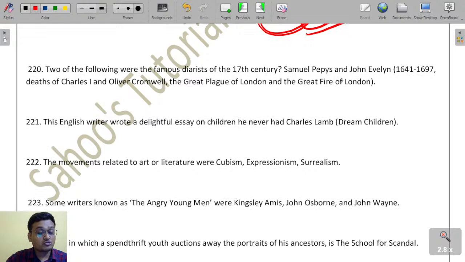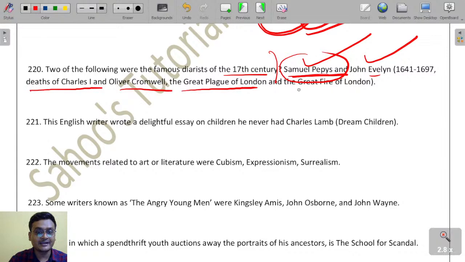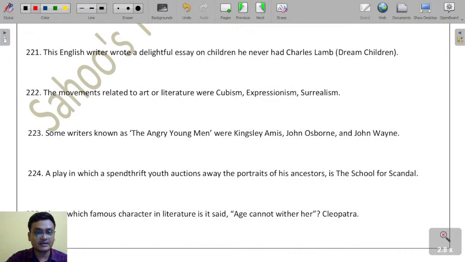Two of the following were the famous diarists of the 17th century, Samuel Pepys and John Evelyn. They are the diarists. Okay. 17th century diarist, who was it? Samuel Pepys, John Evelyn. And we are talking about the dates of Charles the First, Oliver Cromwell, the Great Plague of London, and the Great Fire of London. Great Plague 1665 and Great Fire 1666. Okay, Great Plague of London, Great Fire of London.